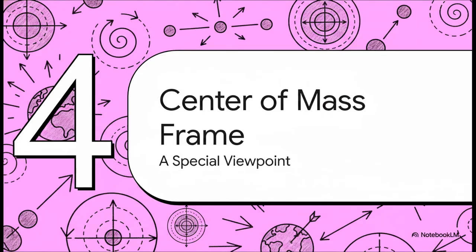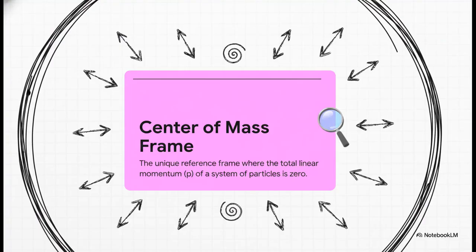And this condition, that the total momentum has to be 0, isn't just some random mathematical trick. It actually defines one of the most important, most useful concepts in all of mechanics. It defines what we call the center of mass frame. This is it. The center of mass frame is, by definition, that one special, unique reference frame where the total linear momentum of the entire system adds up to 0. You can think of it as riding along with the system's center of mass. So from your point of view, the system as a whole isn't really going anywhere. It might be spinning or vibrating, but it's not traveling.